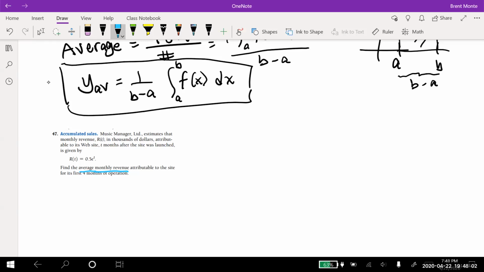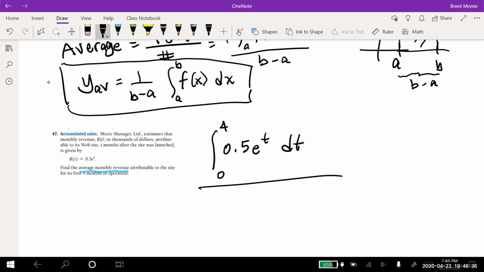So what I'm going to do is take the integral of 0.5e^t with respect to t. In the first 4 months, I'm going from 0 to 4. That would mean total, but again, I would divide by 4 minus 0. Instead of writing it as a crazy looking fraction, we'll just write it this way. Essentially, it's just 1/4.